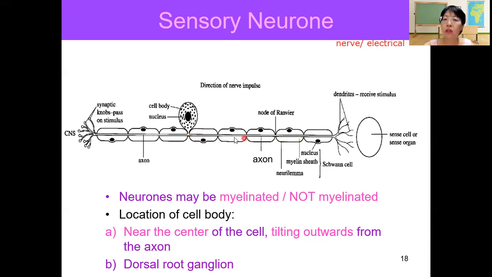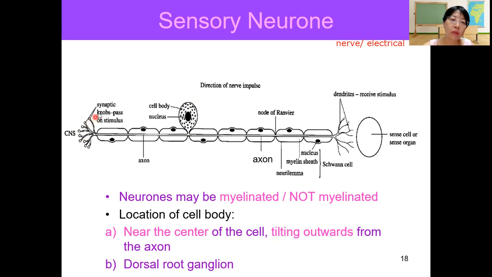This long strand is actually the cytoplasm of the cell. This is called the axon, followed by a cell body here, which contains the nucleus. The cell body can be slightly away from the center, tilting away from the axon. And then it is followed by the axon again. Then it branches out again and ends with little knobs at the junction with another neuron.